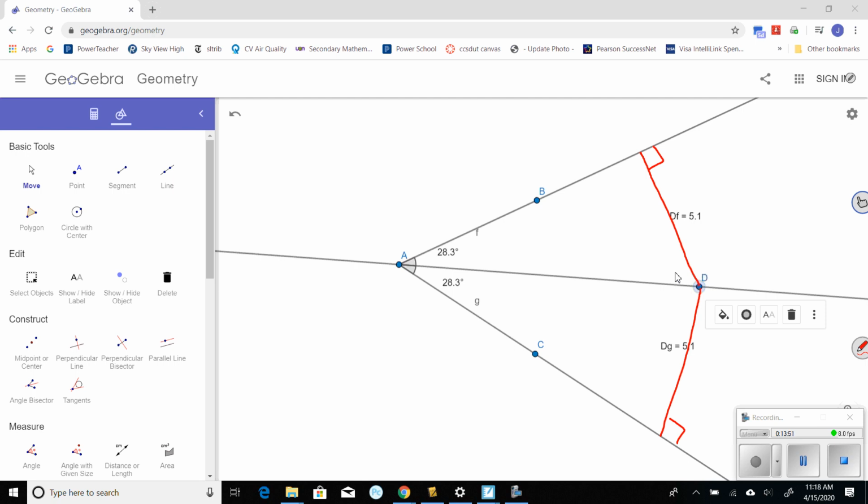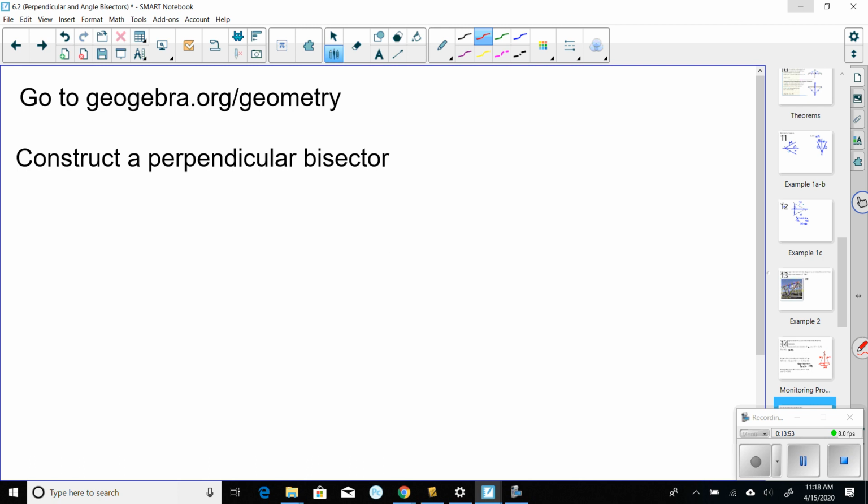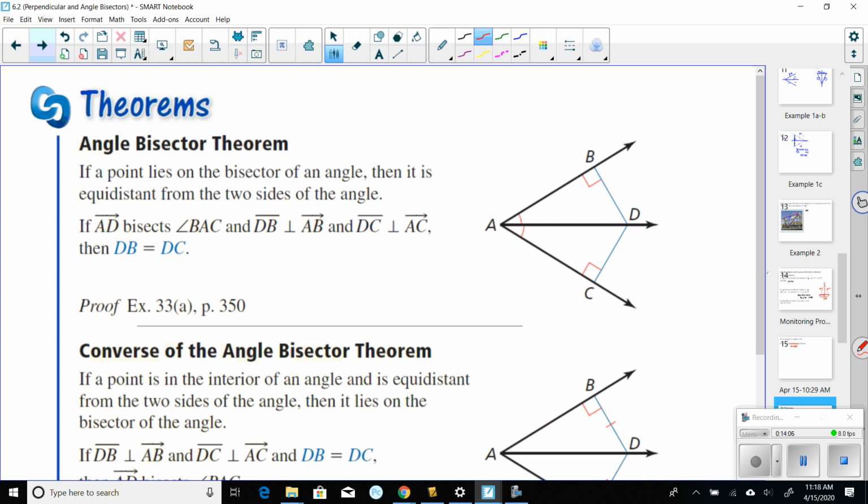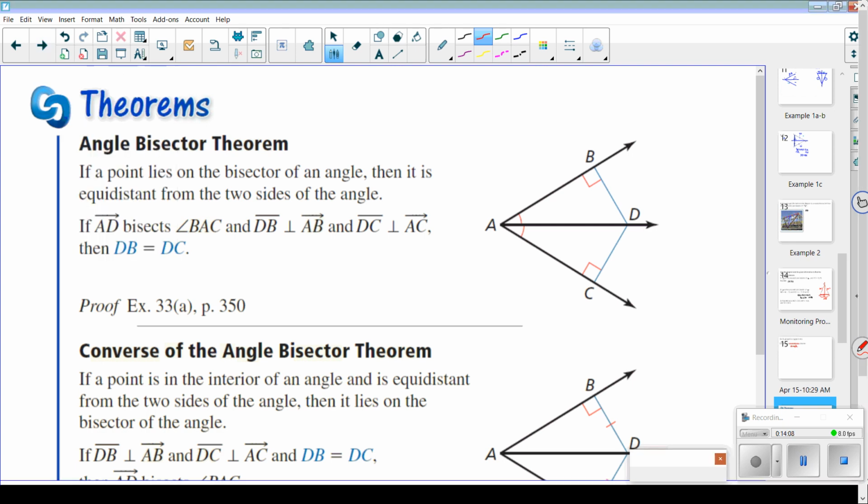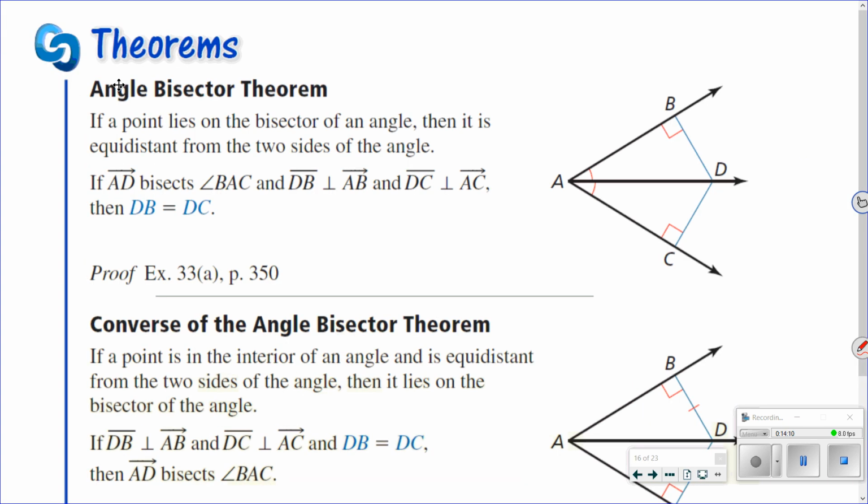So really simple. The second theorem, or set of theorems, sorry, this says perpendicular bisectors, right? We just did those. The second set of theorems has to do with angle bisectors. What it says is, really simple, if a point lies on the bisector of an angle, this point D, then it's equal distance from the 2 sides. So that distance and that distance is always the same.